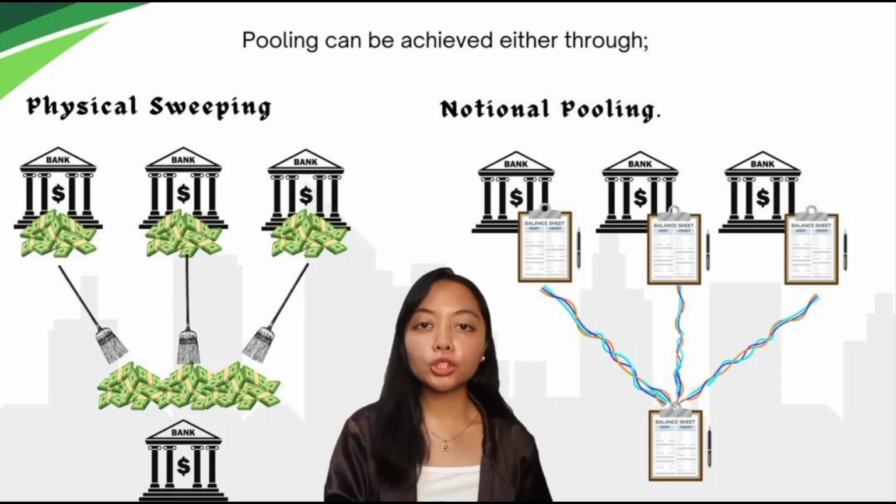Second way is through notional pooling. Dito, walang lipatan ng pera na magaganap. Instead, yung cash balances ng mga subsidiary accounts ay pagsasama-samahin sa isang master account. In short, yung records lang ang i-consolidate, not the actual cash. These two ways of pooling of cash will also be further discussed later on.